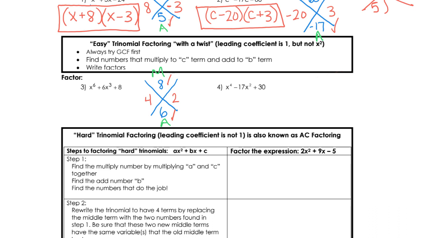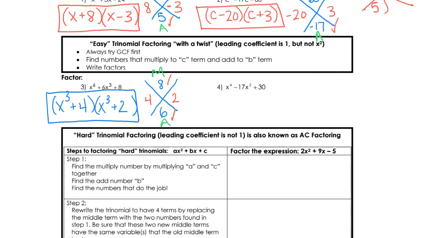So we're going to chop up this trinomial into two sets of parentheses, just like we did with the trinomials up above, but instead of an x squared being broken up into x and x, we have an x to the 6, which is going to get broken up into x cubed and x cubed. And then put a plus 4 in one and a plus 2 in the other, and those factors are finished.